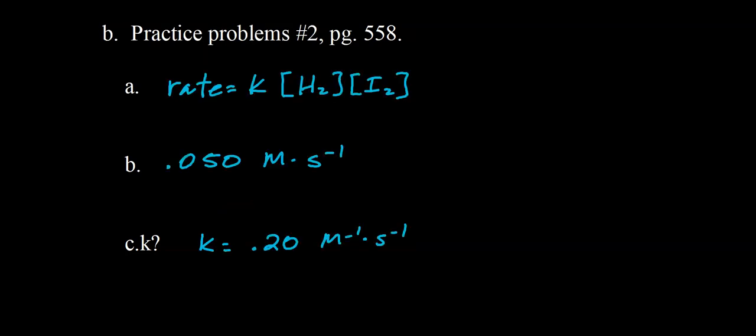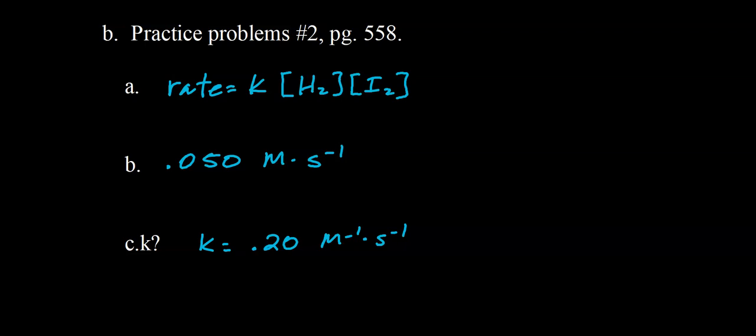Alrighty, here's our answers. To find the order for hydrogen, I would compare trials 2 and 3, where hydrogen is changing and iodine is not changing. So we get 2 molar over 1 molar equals 0.8 molar per second over 0.4 molar per second, 2 to the x equals 2, first order in hydrogen. To find the order of the reaction with respect to iodine, I would compare trials 1 and 2. H2 is constant, I2 is changing. Once again, we see that the reaction is first order in I2. So there is our rate law.